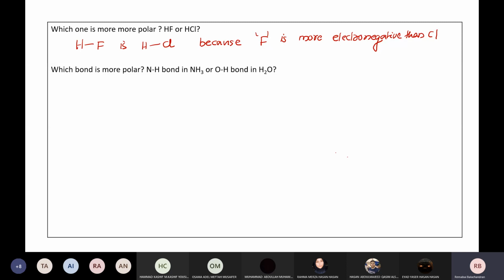Okay, now next one, which one is more polar? The NH bond in NH3 or the OH bond in H2O? The OH bond. Why? Because oxygen is more electronegative than nitrogen. Yes. Nitrogen is more electronegative than... okay.